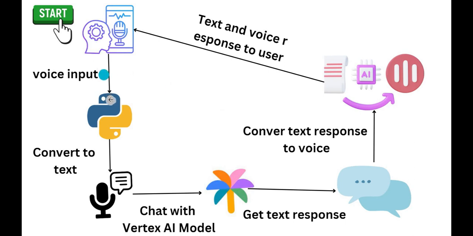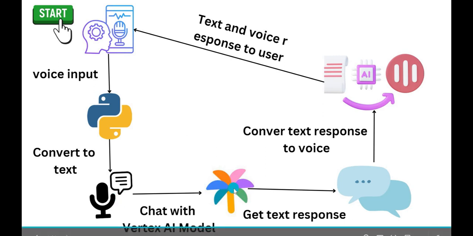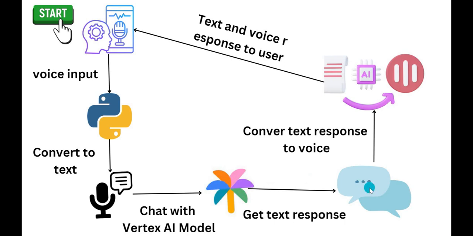So we are taking input from the UI, converting it into text in Python, then providing the text to the Vertex AI pre-trained model, getting a response back from that model, and converting that text output again into voice output. Okay, so this complete flow we are going to implement.